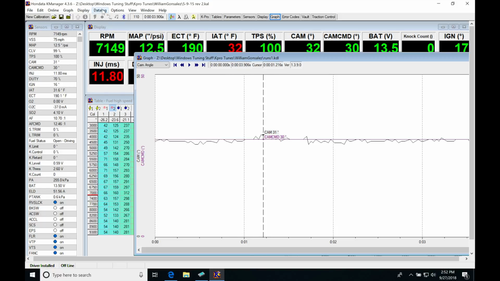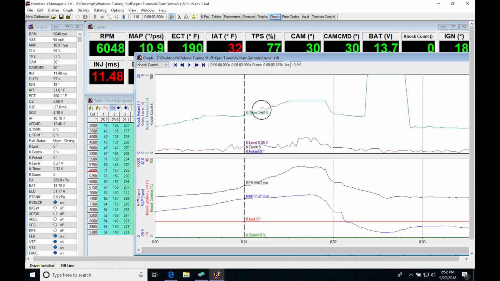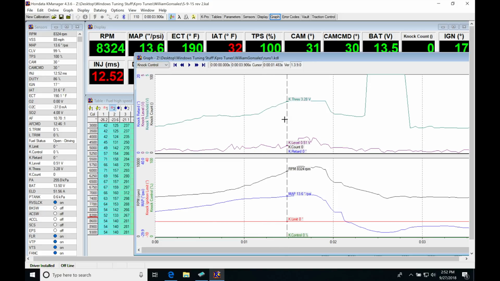it's operating. If we go into the last thing here, knock control, looking through this, we can see that our knock threshold is here, this is a green line. Our knock level here was 0.51 volts. So as we move through the pull here, we can see that we were way below our knock threshold. Our knock threshold is very high. Our knock level is very low. If we eclipsed this knock threshold with our knock level, then we would have produced a knock count. We would have seen this counter count up.